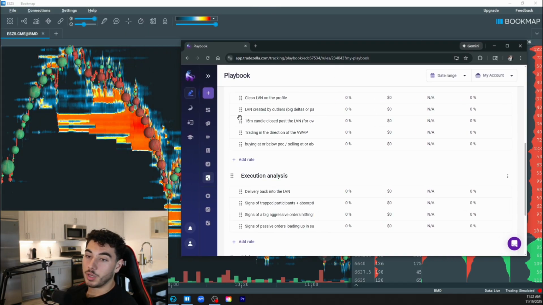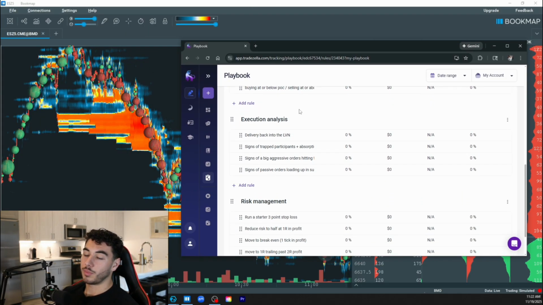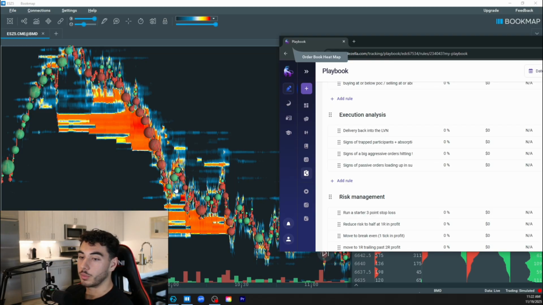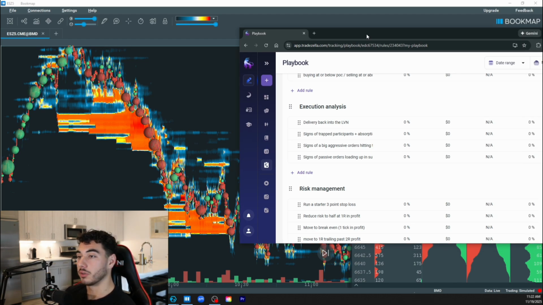So once I build the whole setup, and you can pause this and read this, but moving on to my execution. So I've built my analysis for the profile. I've built my analysis for the setup. You're building a story. Then you want to move into your execution, right? So you want to see delivery back into the low volume node. Like we were talking about here, a pullback into it. We want to see these buyers just basically bring price back up to the defense, deliver it to the defense.